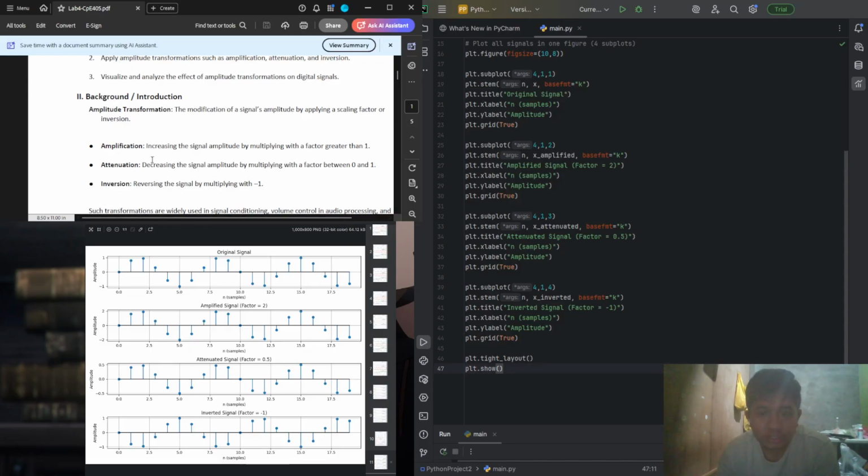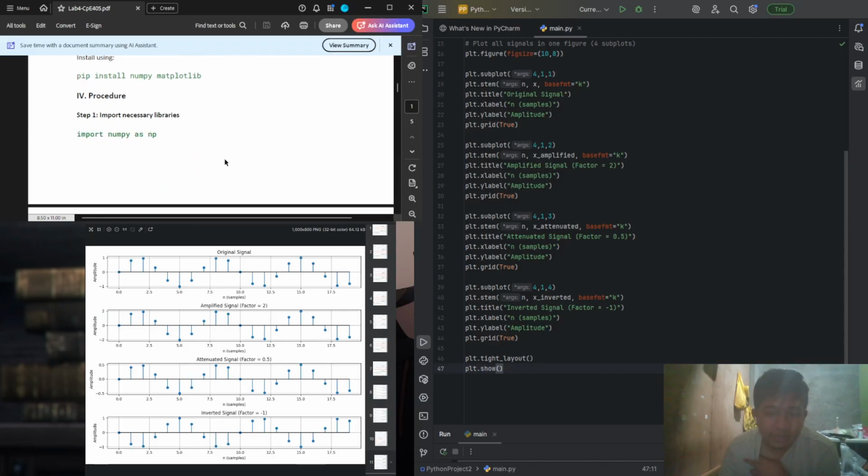In amplification, when we multiply the amplitude by a factor greater than 1, the signal amplifies by how many times you have multiplied by that factor. In attenuation, when we multiply the signal by a factor between 0 and 1, the signal decreases by that factor multiplied. And inversion is similar to reversal, but the signal reverses on the horizontal axis.